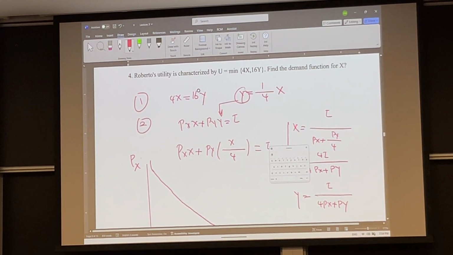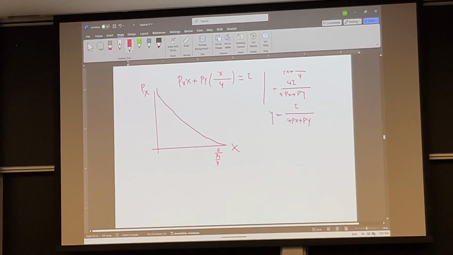Anyway, what's the impact of price of Y on demand for X? If price of Y goes up, what happens to demand for X? It goes down, the complement. In fact, this is the only function that gives us complement goods. We have no other function that gives us complement goods. So that's that. What about the Engel curve? How would the Engel curve for X look like?